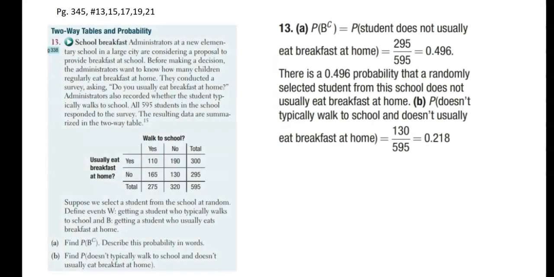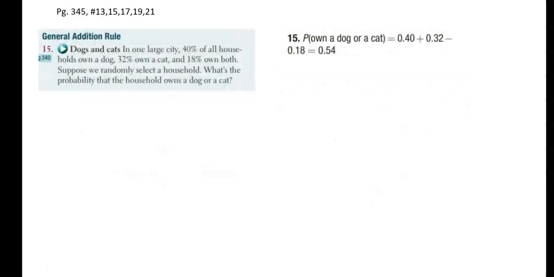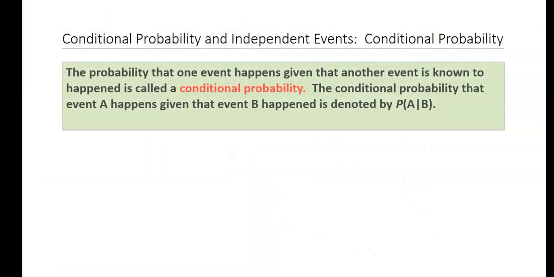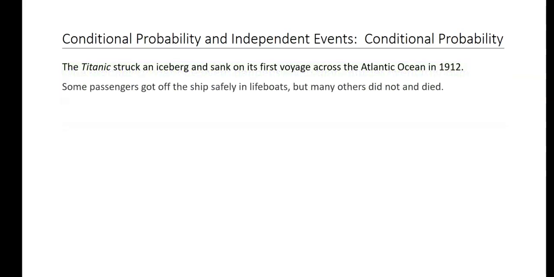Today's lesson is the start of part C. So we're going to get into conditional probability and see how that goes. The probability that one event happens given that another event is known to have happened is called a conditional probability. The notation we're going to use is exactly that. It says probability of A given that B has happened. That vertical line means "given." Probability that A is going to happen given that B has already occurred.